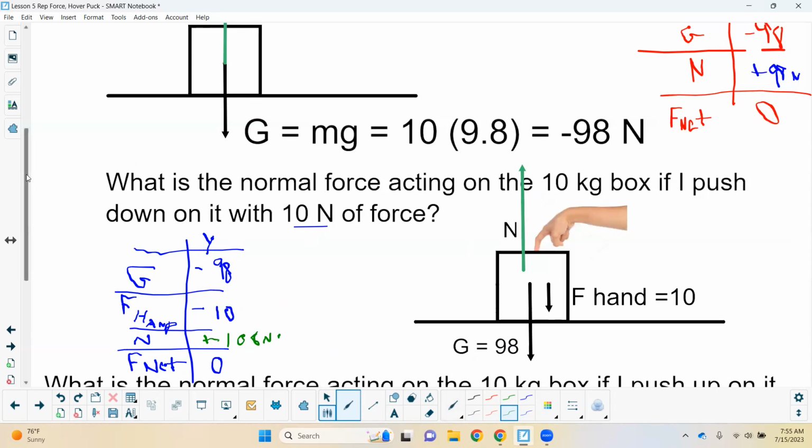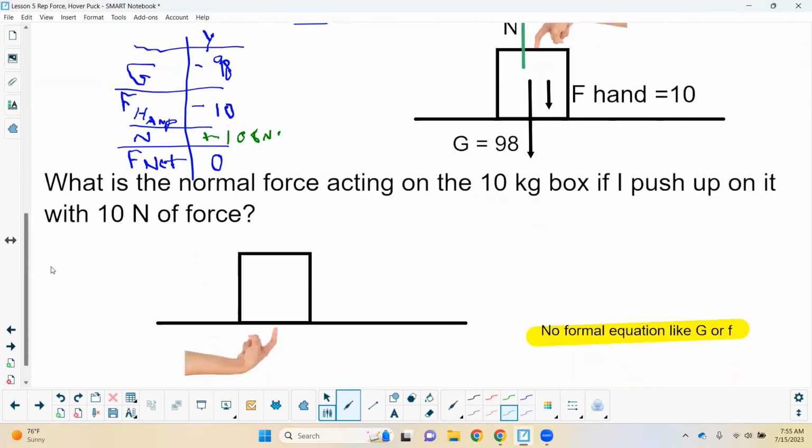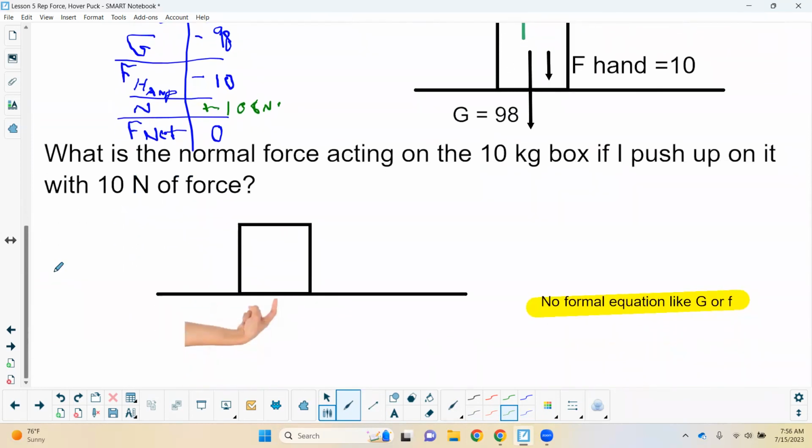And the opposite would happen as well. So I'll maybe not show as much math here, but you get the idea. So this time we have our arrows and we still have our 98 gravity arrow going down. Don't make that too big. So that's 98. This time the hand is pushing up. So the hand is going up with 10. And the normal force arrow is going to compensate to balance things out again.